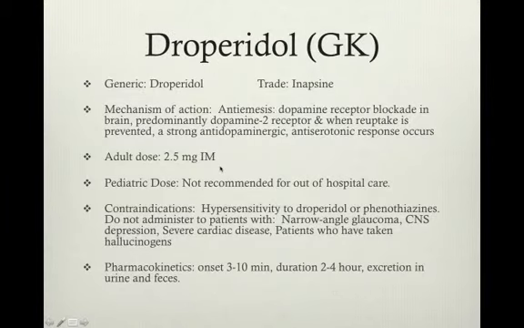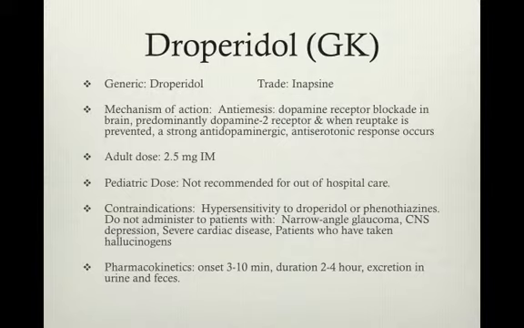Droperidol, general knowledge. Generic is droperidol, and the trade name is Inapsine. Mechanism of action: anti-emesis, dopamine receptor blocking in the brain, predominantly dopamine 2 receptor, and when reuptake is prevented, a strong anti-dopaminergic, anti-serotonin response occurs. Now, droperidol is a dopamine antagonist, essentially, so it's going to have the same effects as, say, haloperidol. Dopamine is one of our neurotransmitters in our brain, and what this medicine does is it blocks that, so it causes a CNS depression. Adult dose 2.5 milligrams IM. Pediatric dose not recommended for out-of-hospital care.